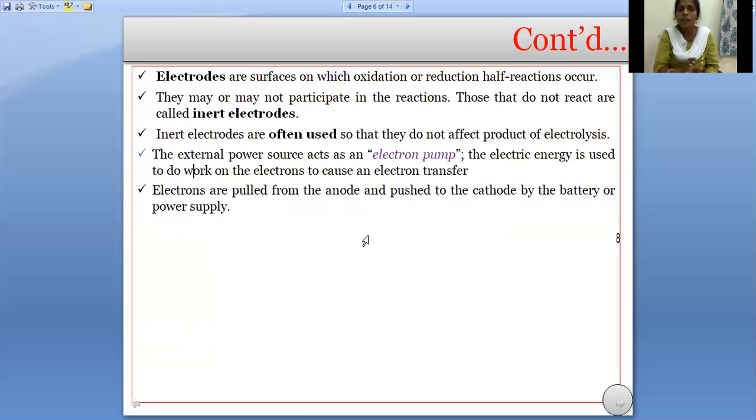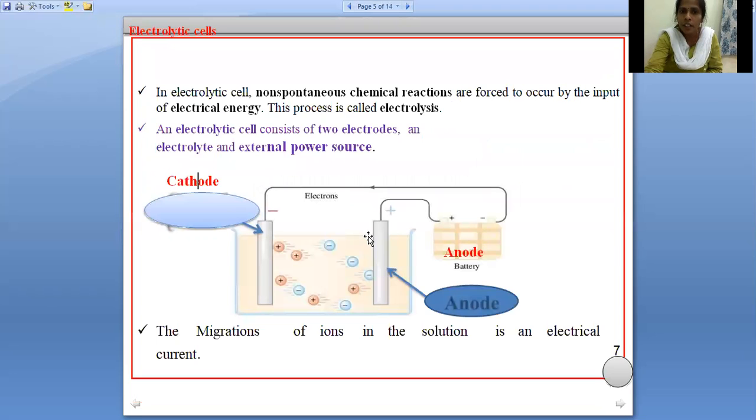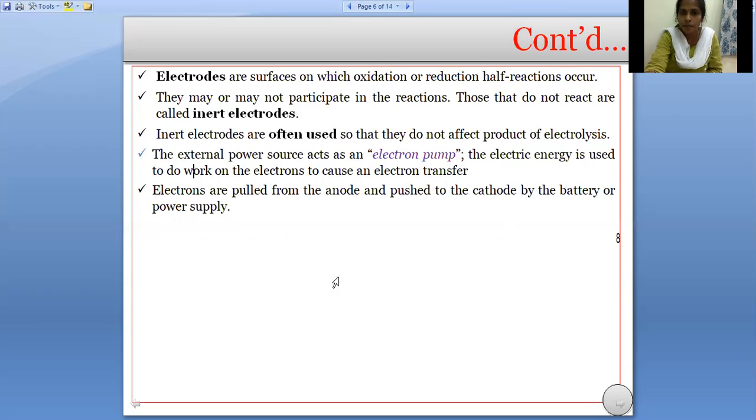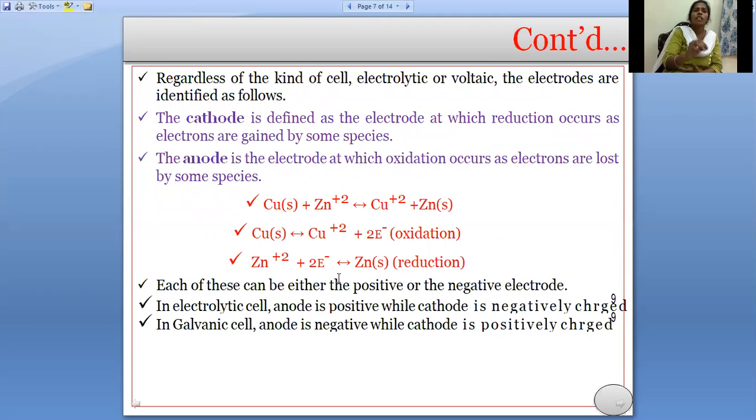So what happens here? In an electrolytic cell, the two electrodes we are taking do not participate in the reaction. But the electrolyte we are taking decomposes here and produces cations and anions. So see here.